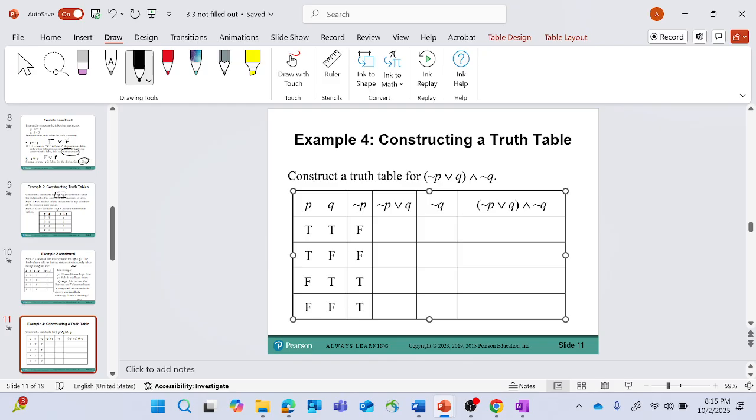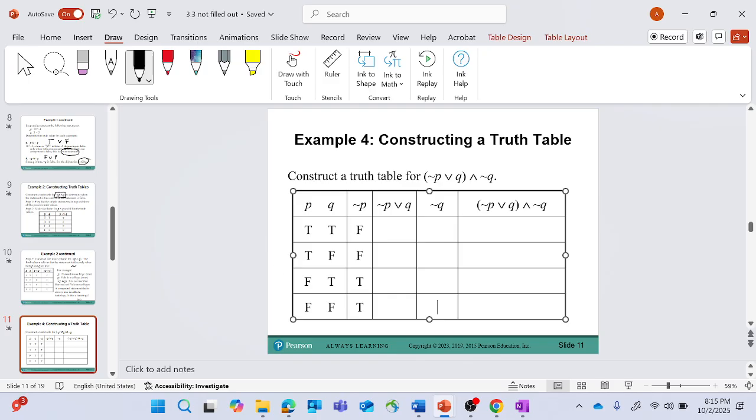So the second column, sorry, since this P is true, not P is false. That's true, that's false. That's false, that's true. That P is false, that P is true. Right? That second column of not P will have the opposite truth value of the P.